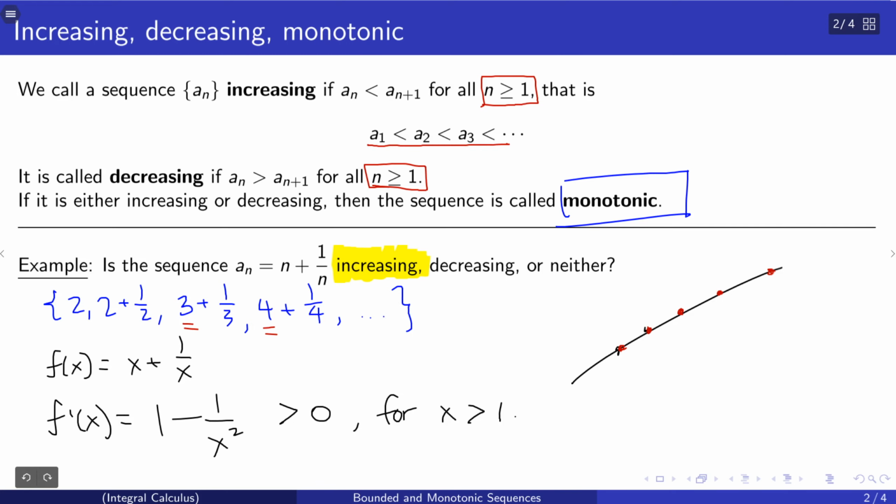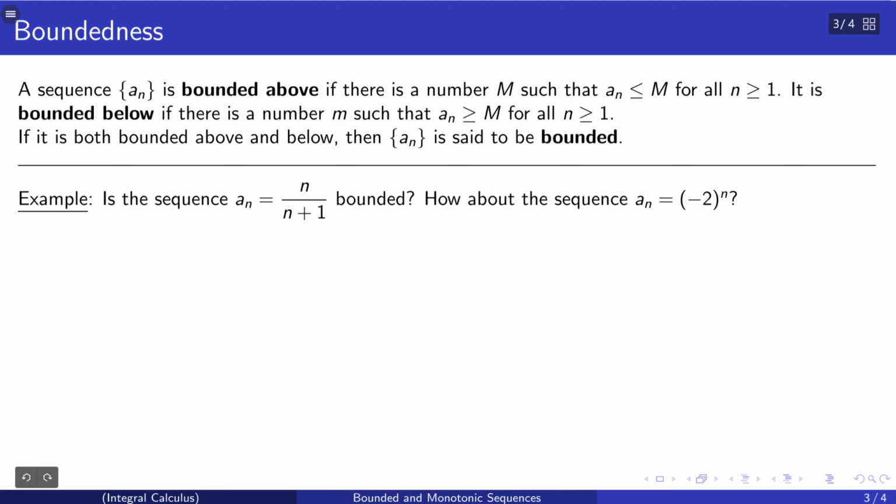Okay, let's talk about boundedness now. We'll say that a sequence is bounded above if there's a number m such that a sub n is less than or equal to m for all n larger than or equal to 1. Okay, I just read that first sentence of the definition. What does that mean? It means we have a sequence.